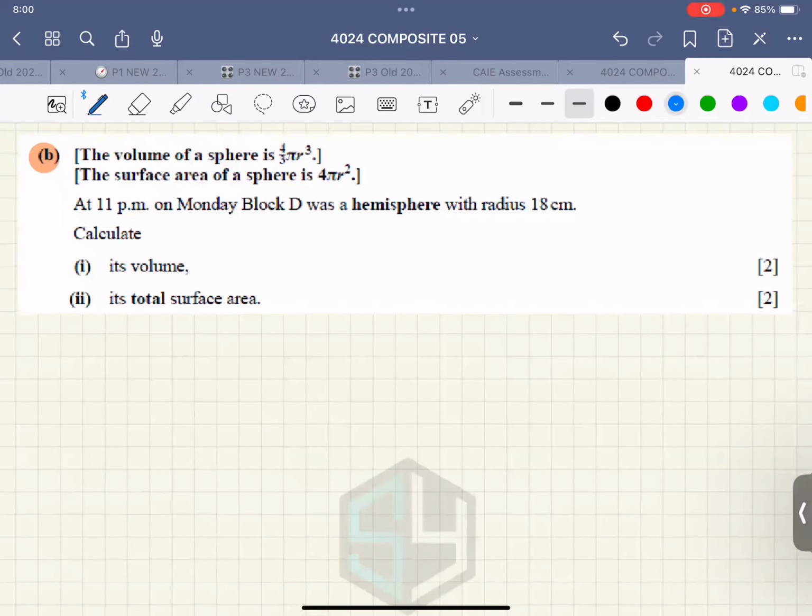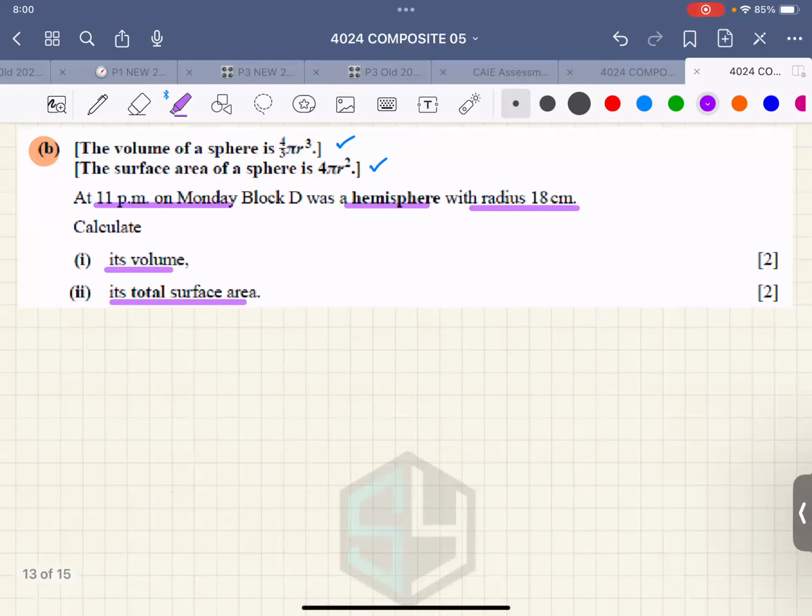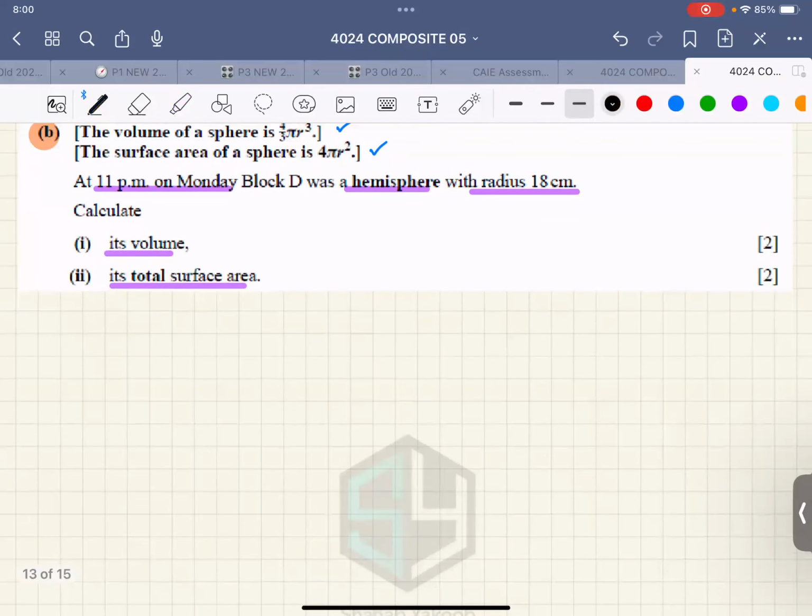Now the question says, volume of sphere is this, surface area of sphere is this. At 11 p.m. on Monday, block D was the hemisphere with radius 18. Calculate its volume, calculate its total surface area. Now this is something basic. So this is volume of hemisphere. That is 2/3 pi r cube, half that of a sphere. That is 2/3 into pi into 18 cube. And you'll use a calculator and you'll get this answer.